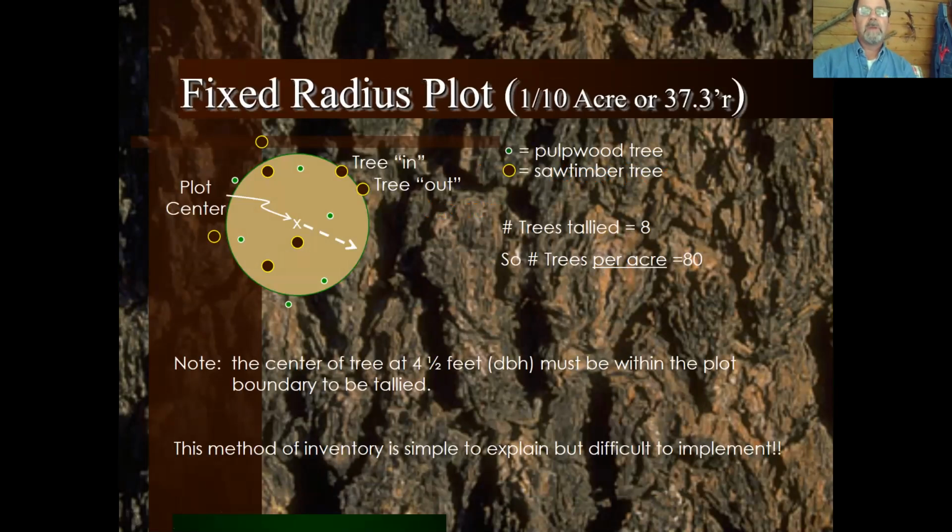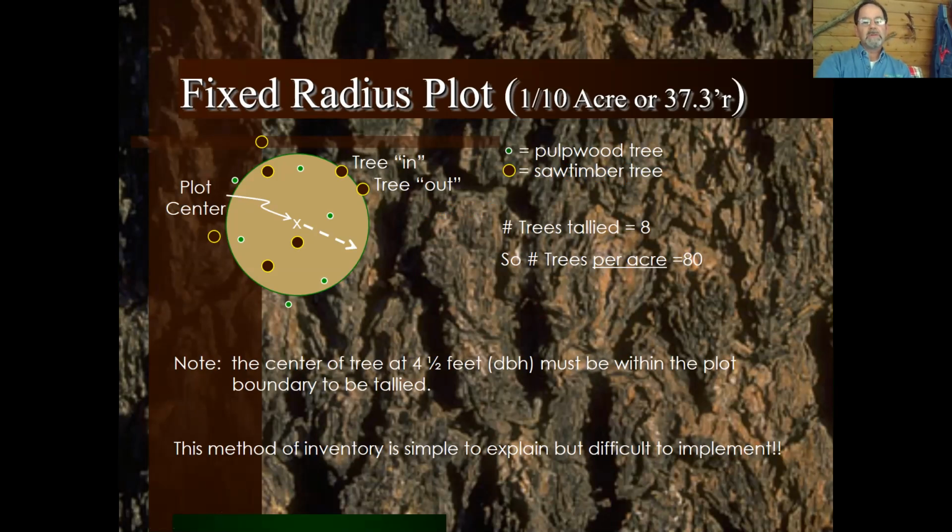Here's an example of a fixed radius plot. It's a 1/10th acre, so it's a 37.3 foot radius. That's your forester standing in the middle of the plot. This represents that 37-foot radius, and we're going to tally all the trees within it. In this case, you'll notice that we have 8 different trees, including 4 pulpwood trees and 4 saw timber trees. If it's a 1/10th acre plot and we've tallied 8 trees, this plot would show us on average 80 trees per acre, 8 times 10.